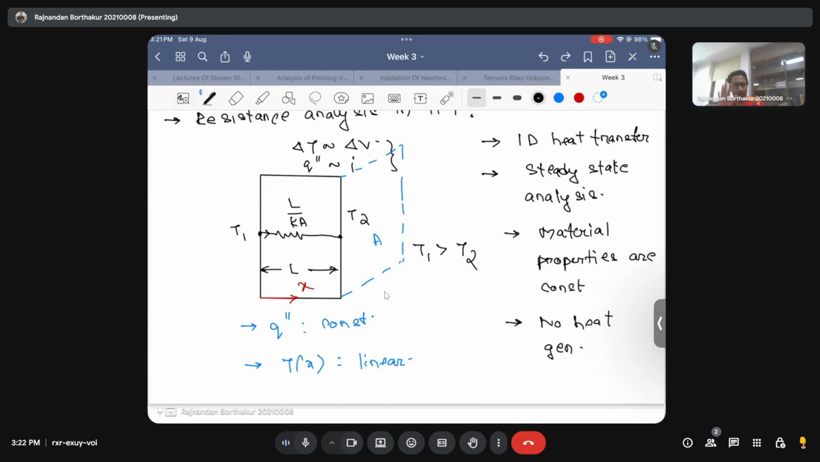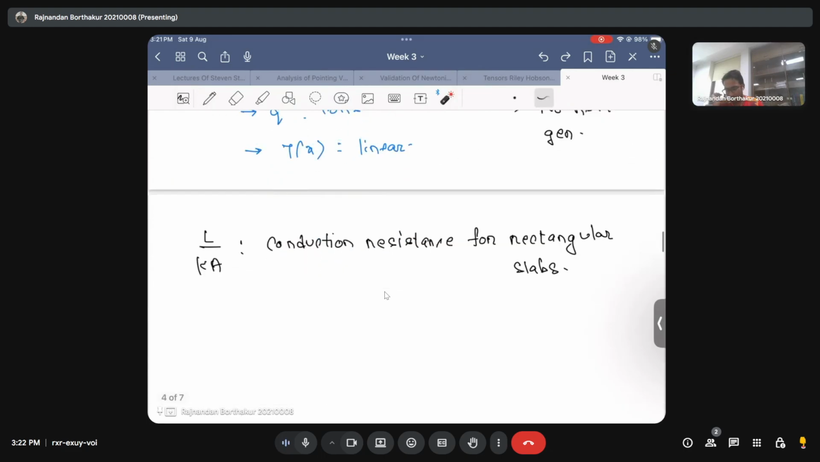Okay, this you have already seen in your theory classes, so we'll not discuss more into this, as it typically just becomes a repetition, but this is the idea. As I was telling you, this L by Ka becomes your conduction resistance.